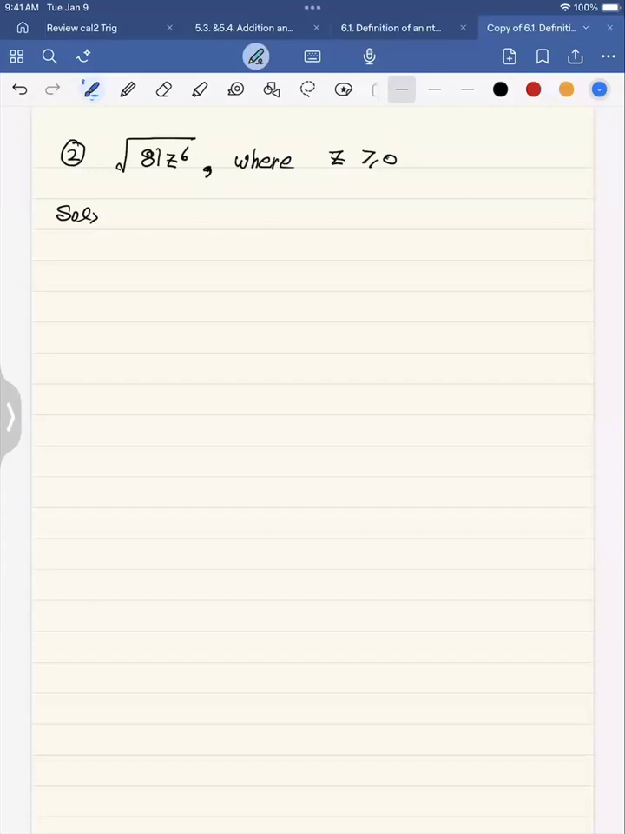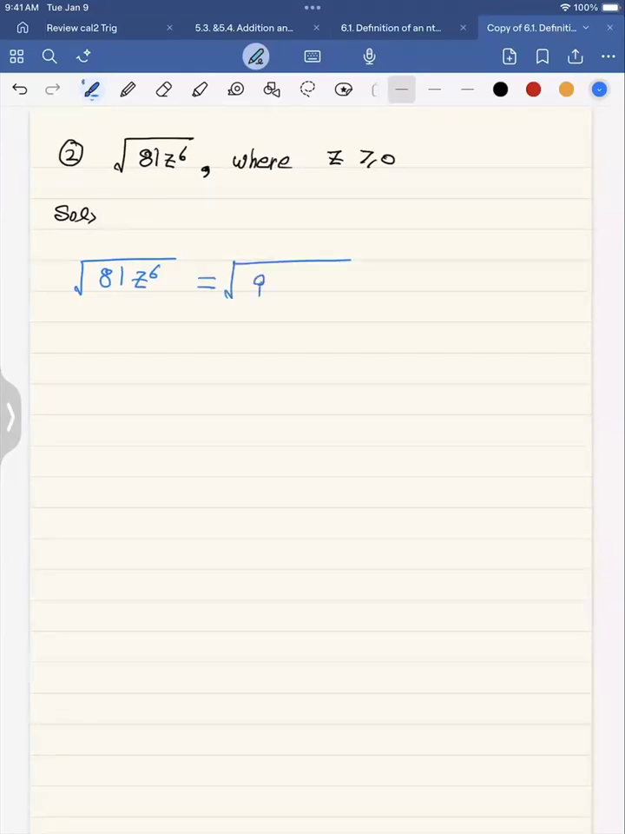The next problem is the square root of 81z to the sixth power. Then the square root of 9 squared times z cubed squared, by factoring 6 here.